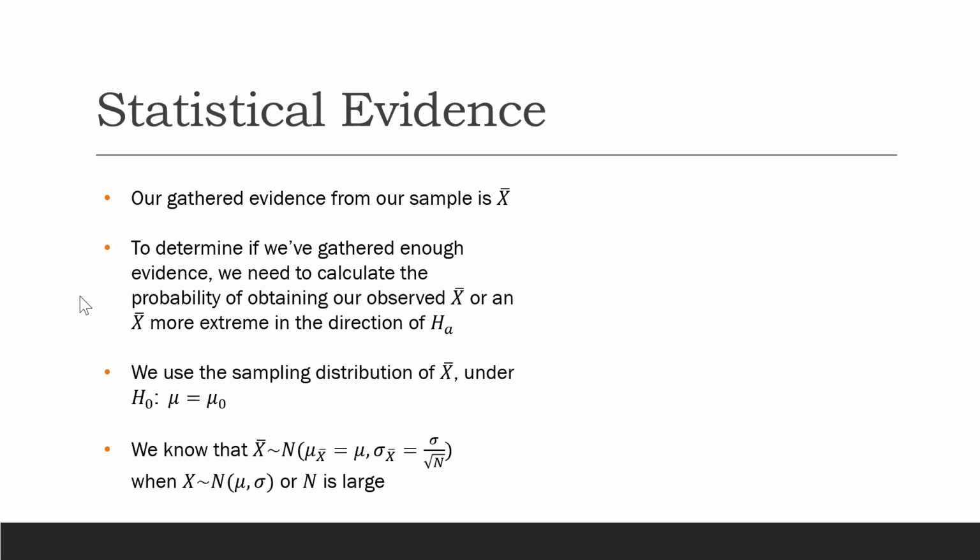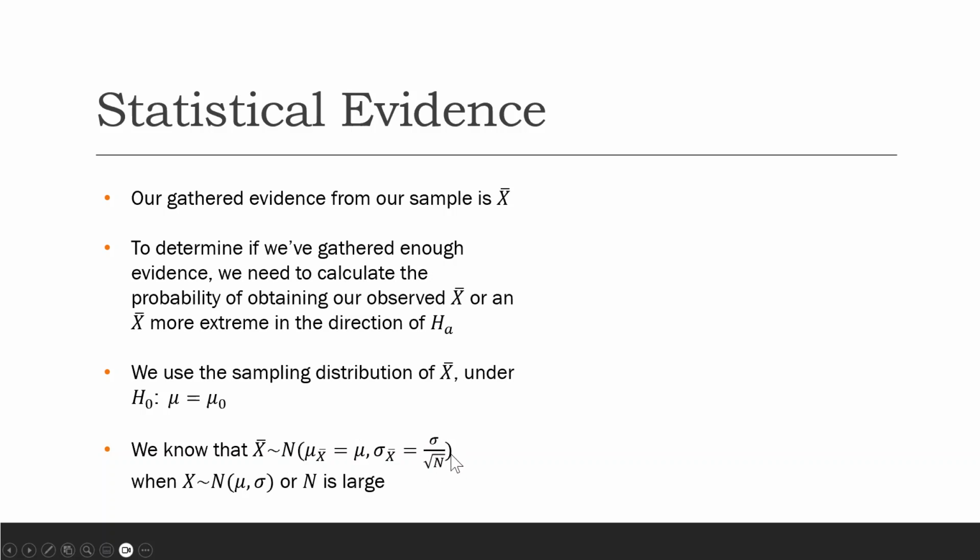So we're going to use our sampling distribution of X bar. Remember, I said that we assume our null hypothesis is true. Well, under the null hypothesis, we assume that our mean equals a certain value. And so if I wanted to use my sampling distribution of X bar to get this probability here, then I know that my sampling distribution of X bar has a mean of mu and a standard deviation of sigma over the square root of n.